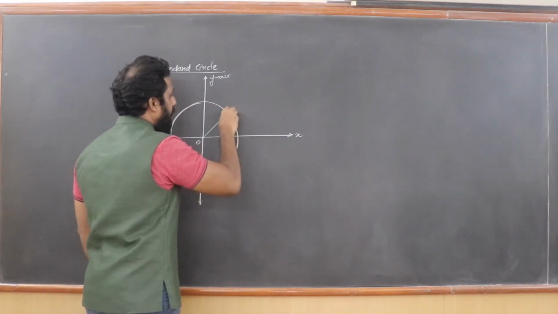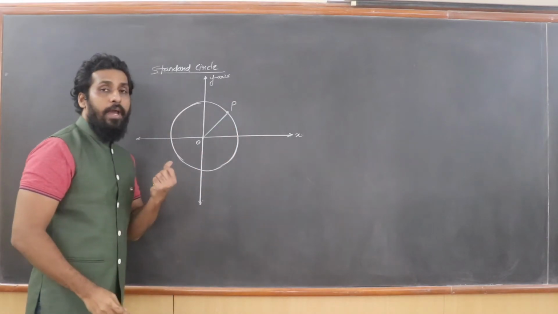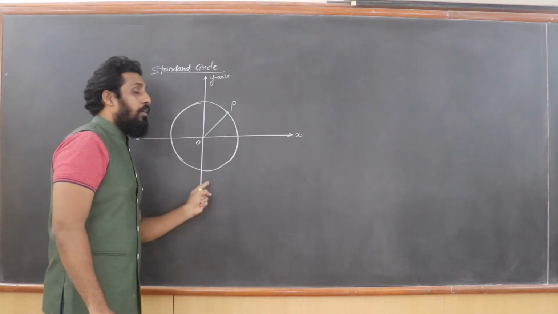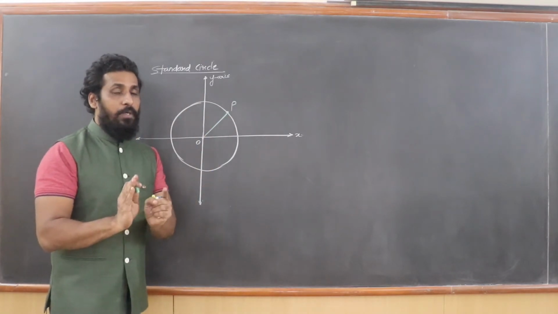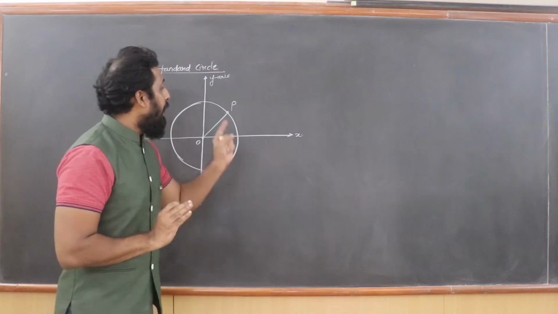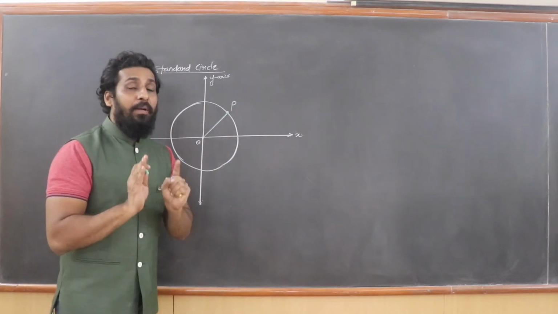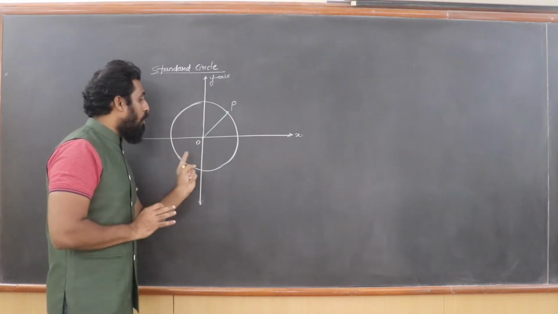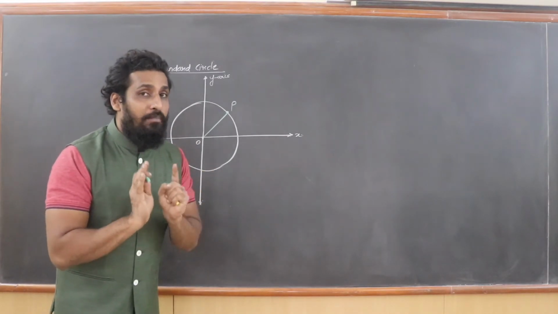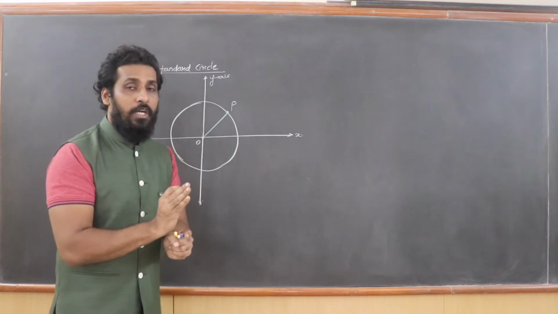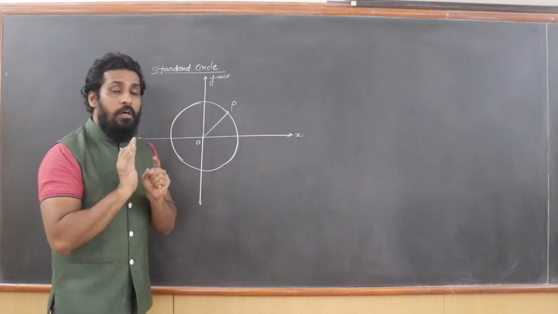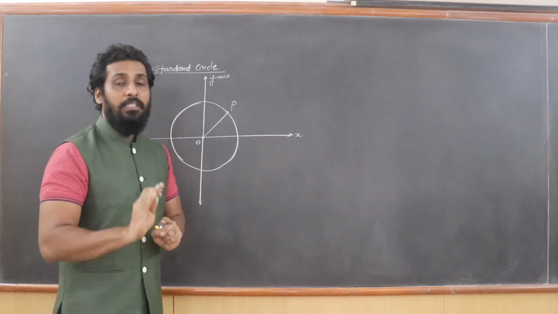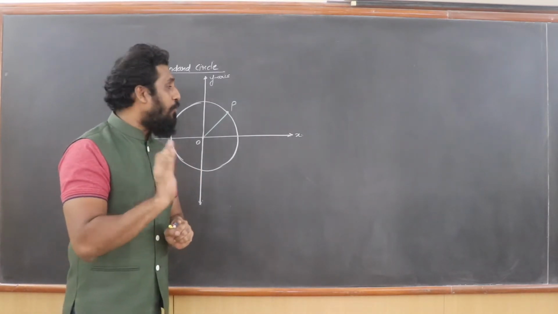So I'm going to call this point P. Now have you noticed where point P is? Point P is a point on the circle. Now for simplicity, I have taken point P in the first quadrant. It can be taken in any quadrant. It can go into the second quadrant or the third quadrant or the fourth quadrant, it does not matter. So that is not going to matter. For simplicity, I have taken point P in the first quadrant.